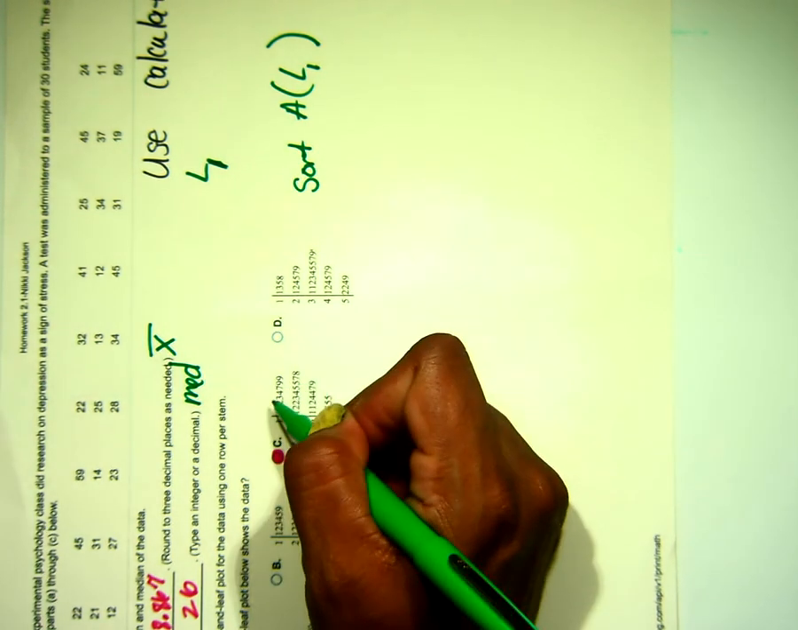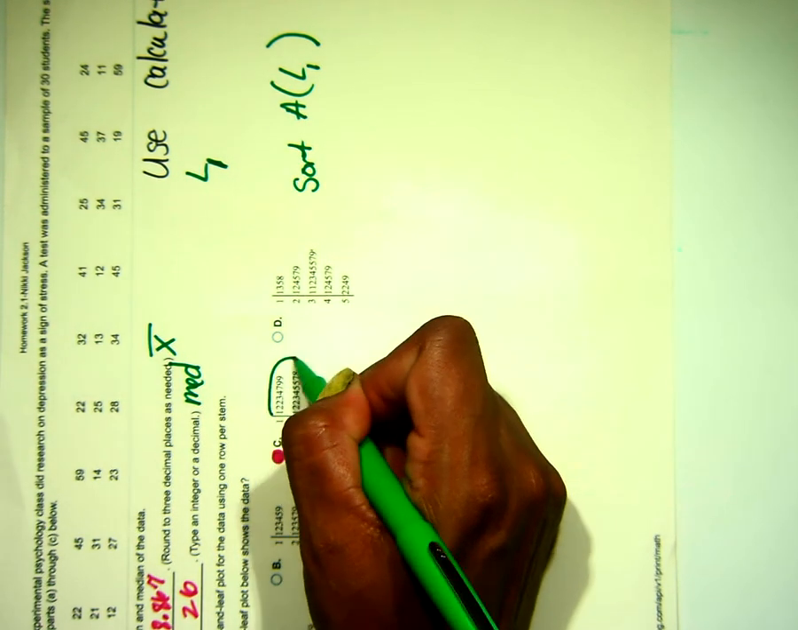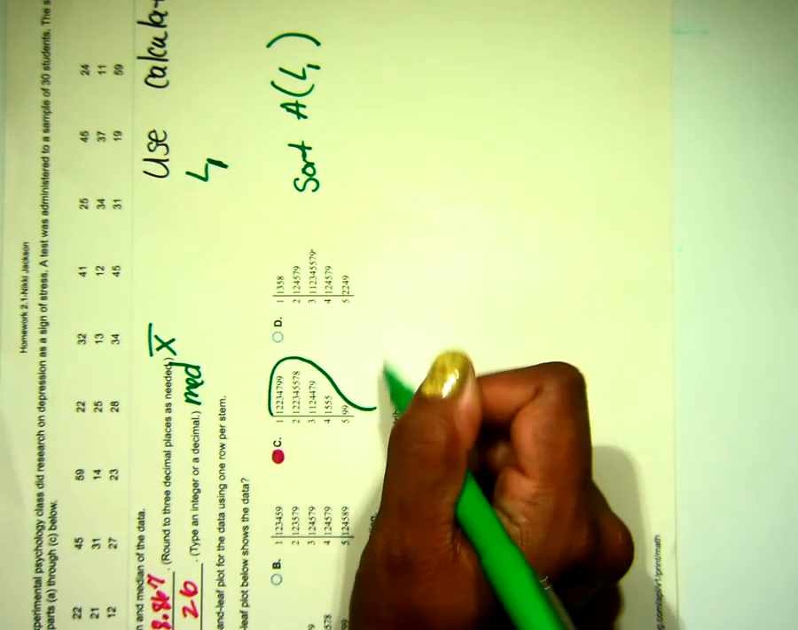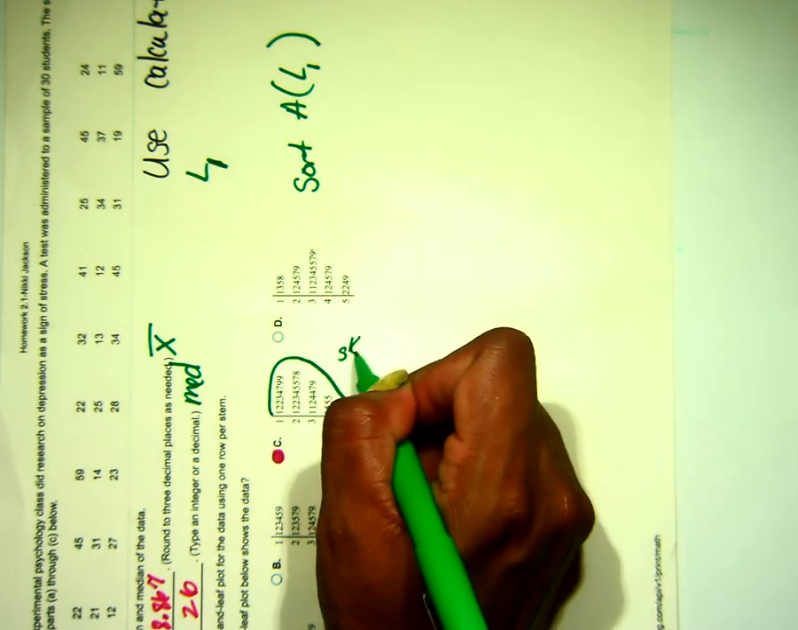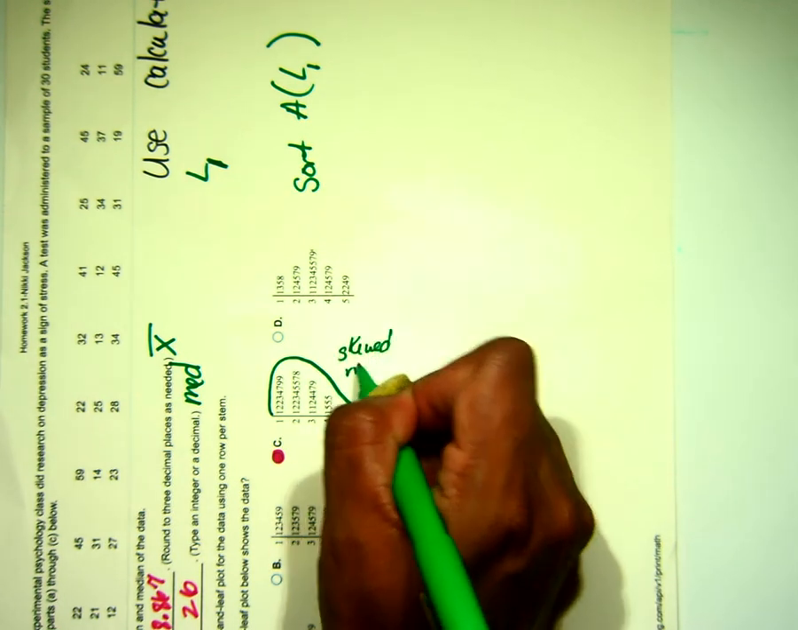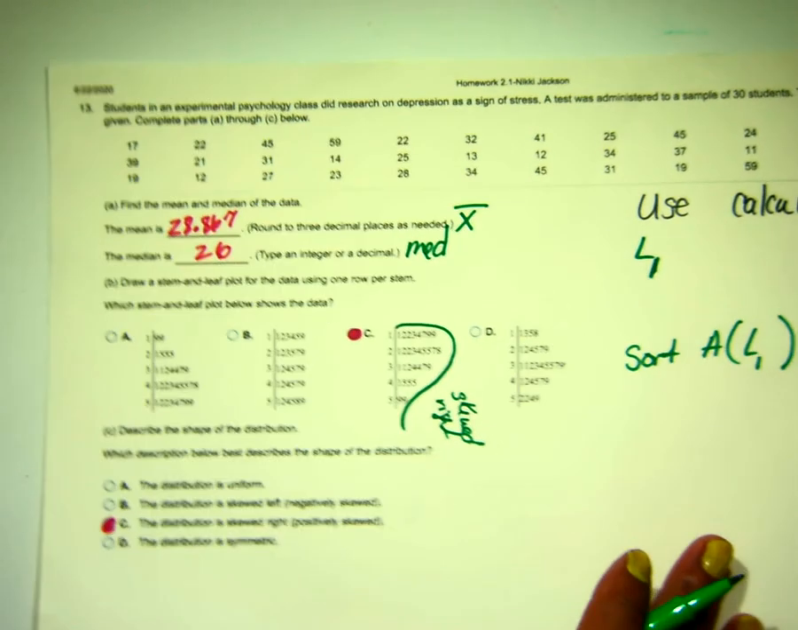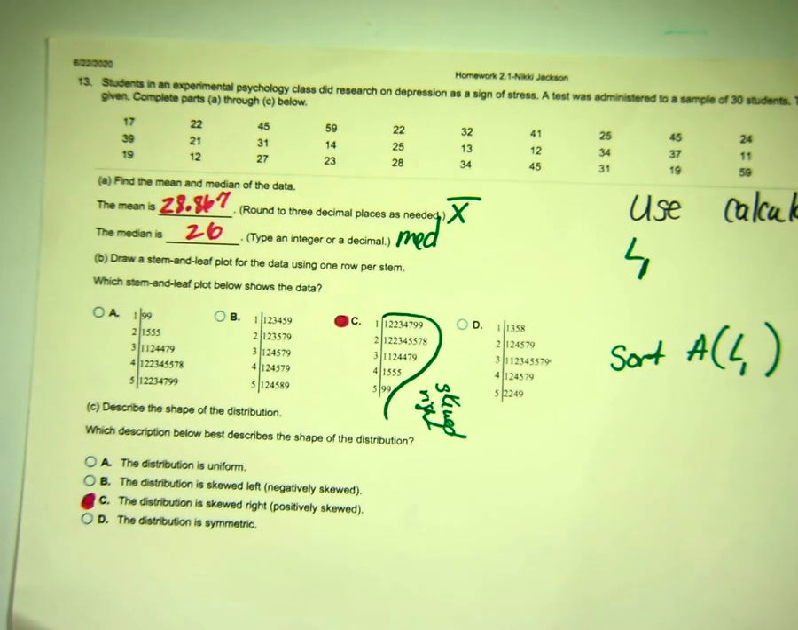The correct answer was C. If I wanted to make this a bell curve, notice how it's low on the right. Since it's low on the right, it is skewed right. So I'm turning my paper again. Notice how your answer choice, the distribution is skewed right.